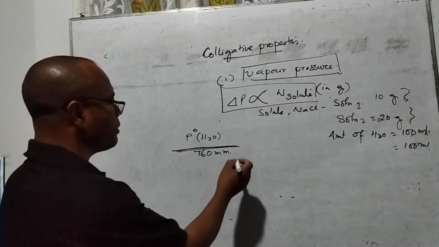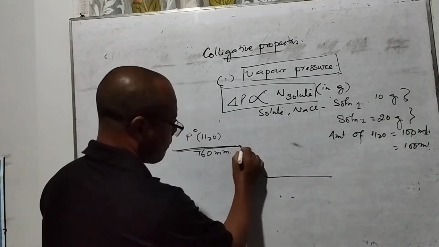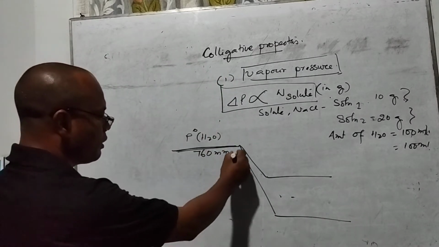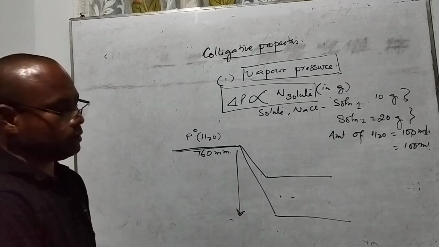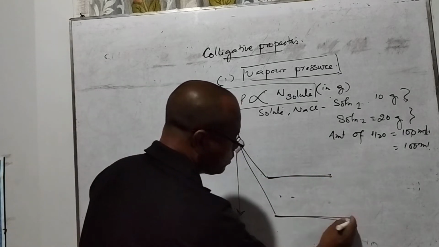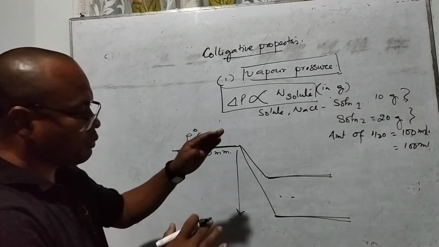So, I draw the simple graph here. Right? This is the lowering. This is the lowering. Right? Here I just draw the two lines here with two lowering. So, just let me mark it.